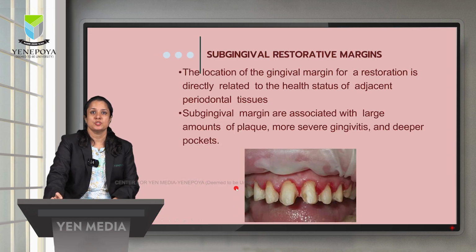And next is a subgingival restorative margin. The location of the gingival margin of a restoration is directly related to the health status of the adjacent periodontal tissues. There are basically three different types of restorative margins. Supragingival restorative margin, which is considered to be periodontal friendly. Equigingival restorative margin, where the restorative margin is at par with the gingival margin. And there is one more, subgingival restorative margin, which is associated with large amounts of plaque, more severe gingivitis and deeper pockets.